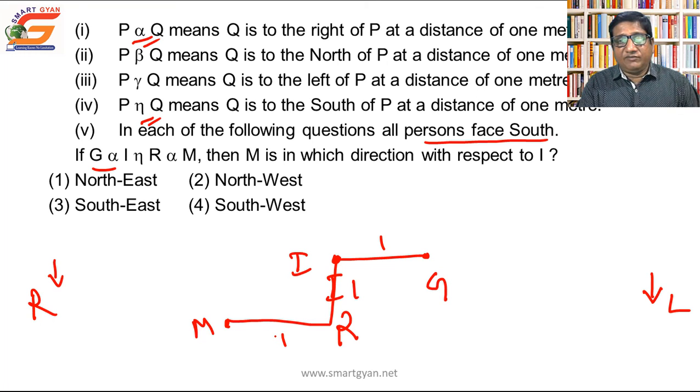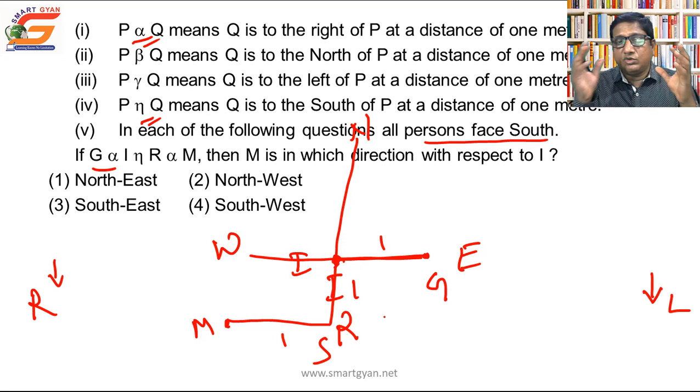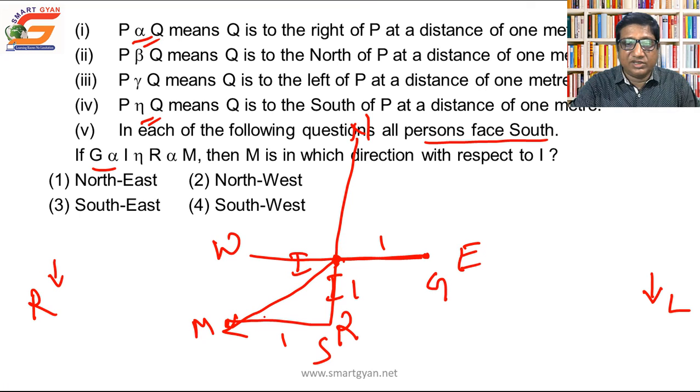Then the question is, M is in which direction with respect to I? With respect to I means always keep in your mind I becomes the center. If you take the center and draw the direction clock, this is north, this side is south, this is east and this side west. I am drawing here only for your convenience, but you are not going to draw, simply you have to relate logically. So M with respect to I will be southwest. Choice 4 is your answer.